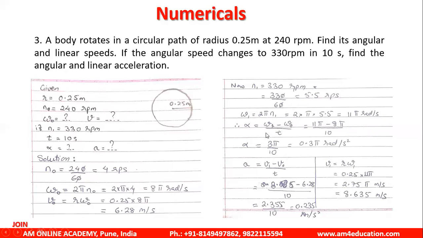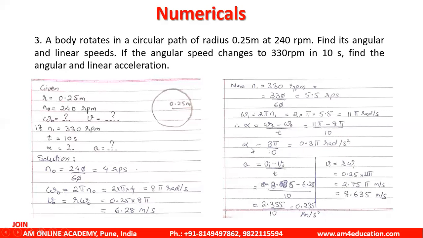Angular acceleration is the same as linear acceleration, that is final velocity minus initial velocity upon time. In case of angular acceleration, it is final angular velocity minus initial angular velocity upon time. Final angular velocity is 11 pi. Initial angular velocity is 8 pi and it takes time 10 seconds. So it comes out to be 3 pi by 10, that is 0.3 pi radian per second square.